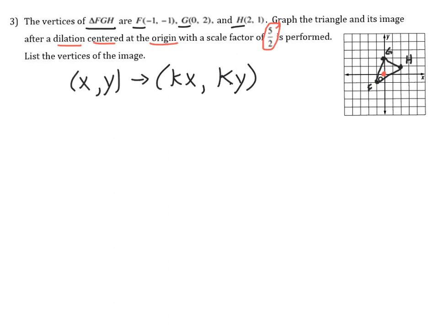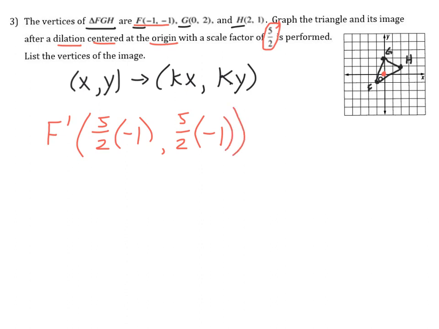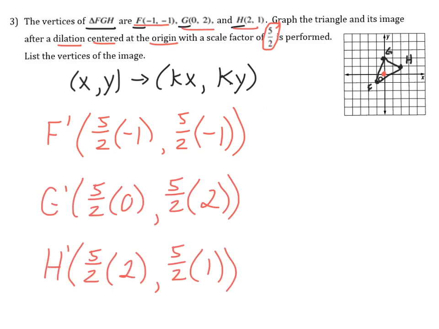So, for example, if I'm starting off with point F, if I want to get to F prime, what I'm going to do is take my scale factor, 5 over 2, and multiply it by the x value, and my scale factor 5 over 2, and multiply it by the y value. And then I'm going to have to repeat that for my other 2 points, G and H. Now that I have my points set up, finally I just want to simplify them. Now you can write them as decimals, you can keep them as fractions, it's up to you.